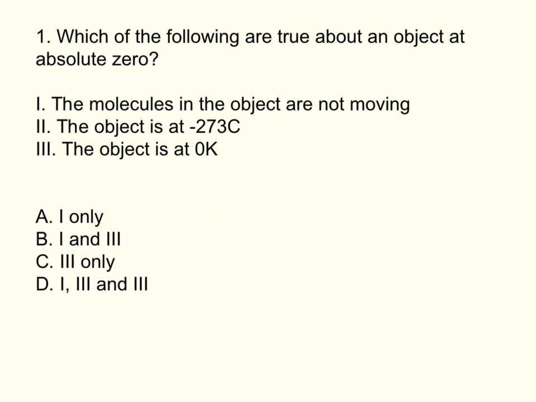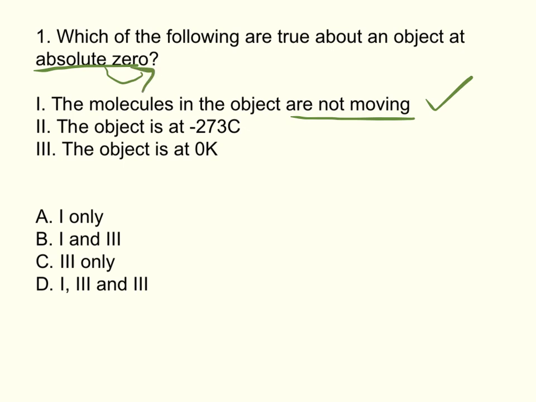Alright, if we go over this problem, which of the following are true about an object at absolute zero? Number 1, the molecules in the object are not moving. Number 2, the object is at negative 273 Celsius. Number 3, the object is at 0 Kelvin. Well, at absolute zero, are molecules not moving? That's true.